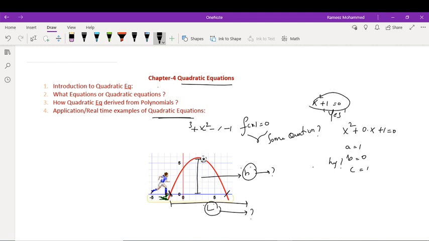As we solve more problems, you can understand more of the applications. I'll be creating a separate video on the applications of quadratic equations.